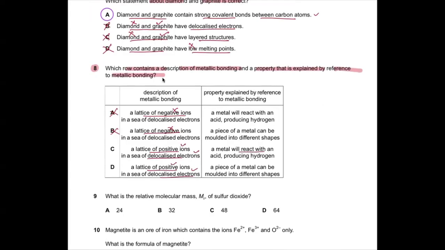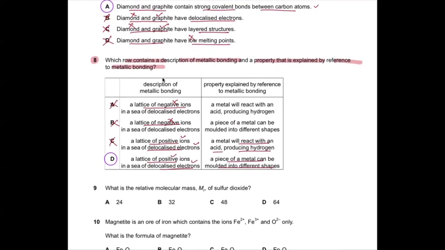Okay. A metal will react with an acid producing hydrogen. A piece of metal can be molded into different shapes. That it reacts with acid to produce hydrogen is not explained by its definition. It is its reactivity, right? So C goes wrong, and we are left with only option D. Yes, because there is a lattice of positive ions and the delocalized electrons. So the layers of the positive ions do slide over each other. As a result, the metal can be molded into different shapes.